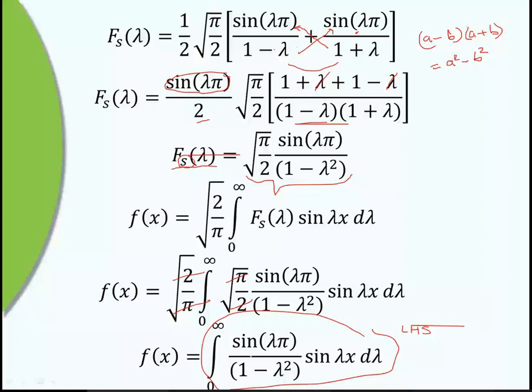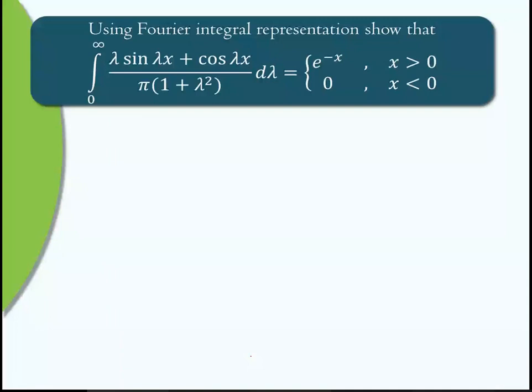Consider the next problem. Show that integral 0 to infinity lambda sine lambda x plus cos lambda x divided by pi into 1 plus lambda square d lambda is equal to e raised to minus x for x greater than 0 and 0 for x less than 0. Okay, so again, first take all this term as f of x. So let f of x is equal to e raised to minus x for x greater than 0 and 0 for x less than 0.